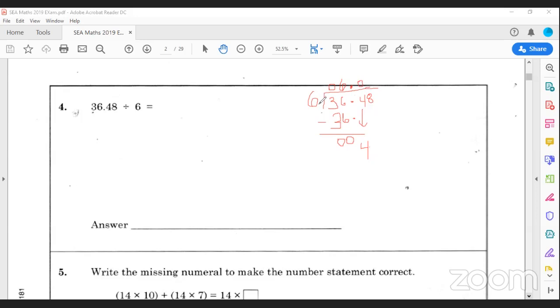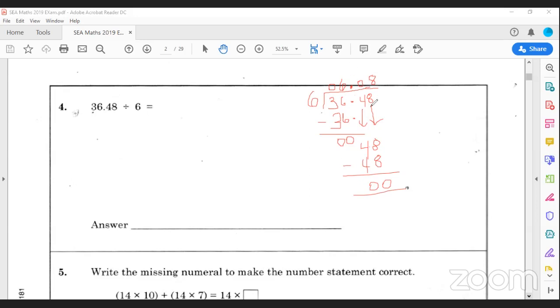Now I'm going to say 6 into 48. Why? Because 6 can't go into 4, 6 into 4 is 0. So I'm bringing down the next 8. So now I'm going to divide. 6 into 48 is, and I'm going to write my answer on top, 8. 6 8s are 48. Now we're going to subtract, and we get 0 here and 0 here. So the answer is what we have on top, 6.08.